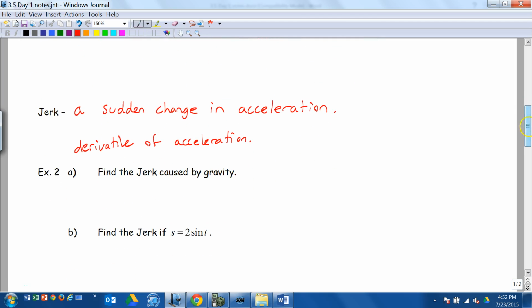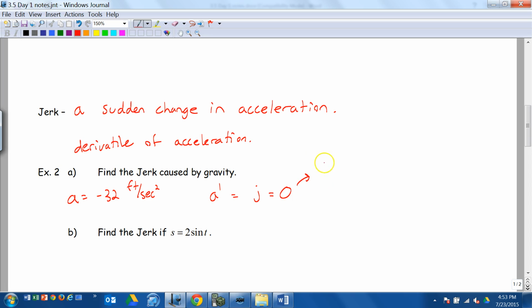So for part A, it just says find the jerk caused by gravity. Well, hopefully you guys remember that gravity has a constant acceleration. It doesn't change. If it's in feet per second, it's negative 32 feet per second squared. That means it's pulling us towards the Earth, the negative. So if we take the derivative of that, so A prime, which is equal to the jerk, is just equal to 0.